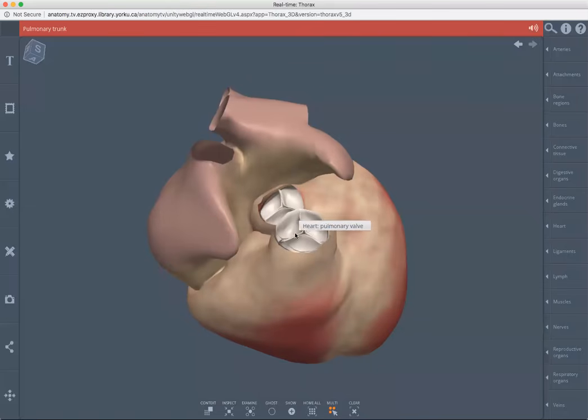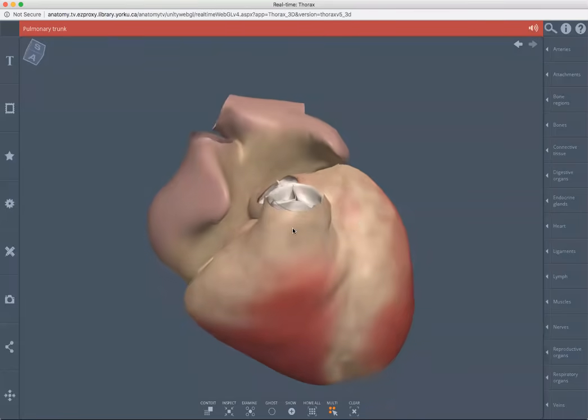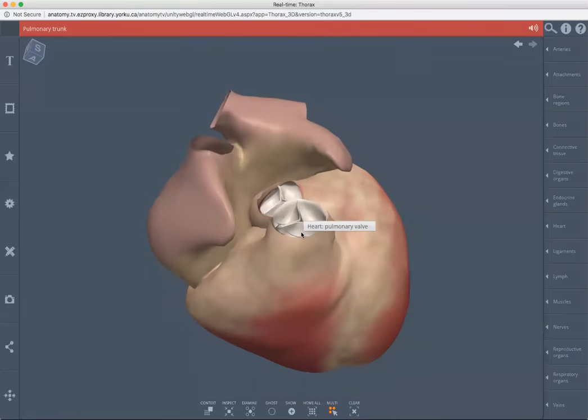So again, we don't need papillary muscles for these because the backflow is just not nearly as strong as what we saw with the atrioventricular valves. But these have the little cusp set up to prevent backflow.